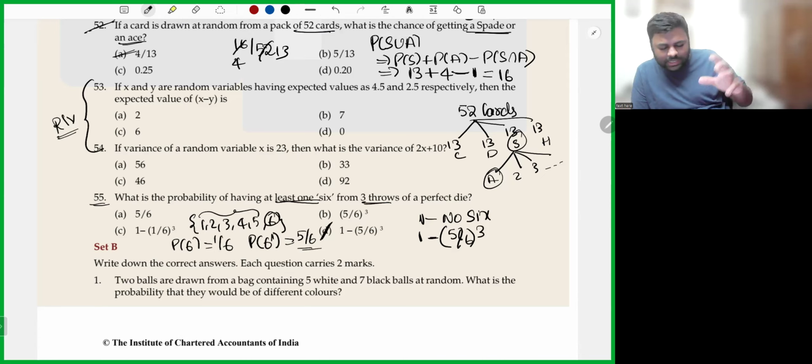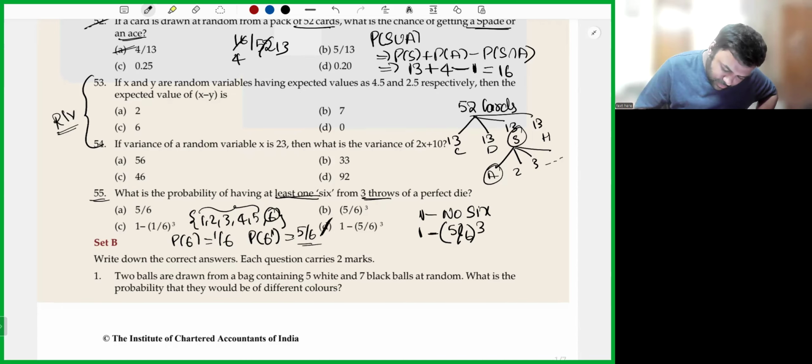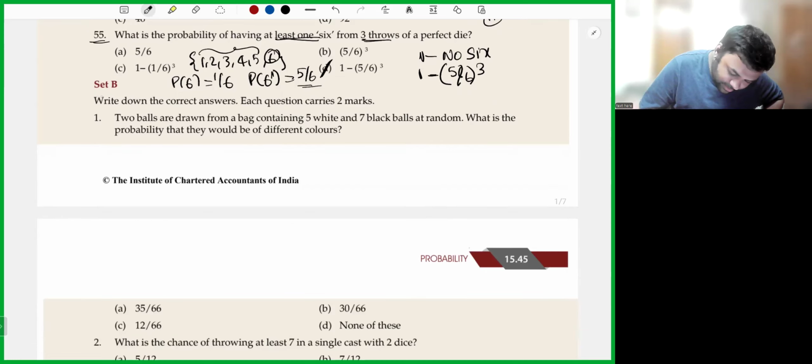So I hope all these set A sums are fine. So 53, 54, my dear friends, they are based on random variables. We'll come back to those random variables later on. So first, let us complete all probability related sums and some previous year questions. Then we can get back to random variable sums. Now let's come to set number B.